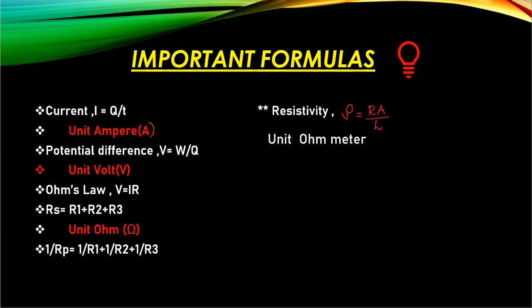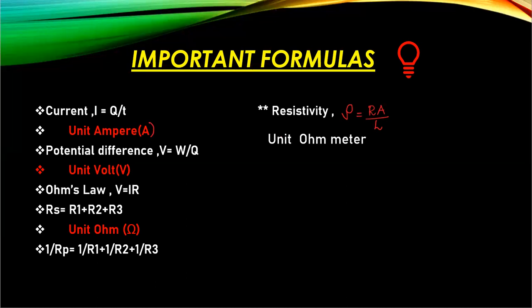Next, potential difference V is equal to W upon Q, where V is the potential difference, W is the work done, and Q is the total charge. Unit of potential difference is volt. Next is Ohm's law. By Ohm's law, V is equal to IR, where V is the potential difference, I is the current, and R is the resistance.